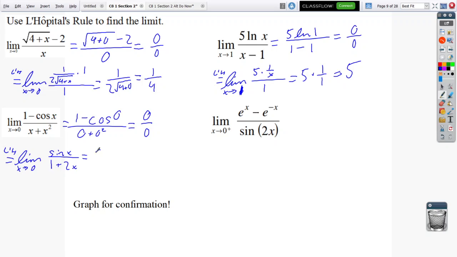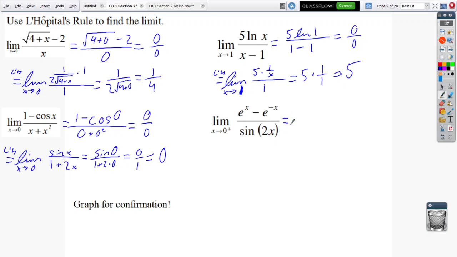D-subbing at that point, we've got sine of 0 over 1 plus 2 times 0. Sine of 0 is 0 divided by 1 plus 0, so 0 divided by 1, which gives me 0. Again, once you do L'Hopital's rule, it pulls it out of that indeterminate form.